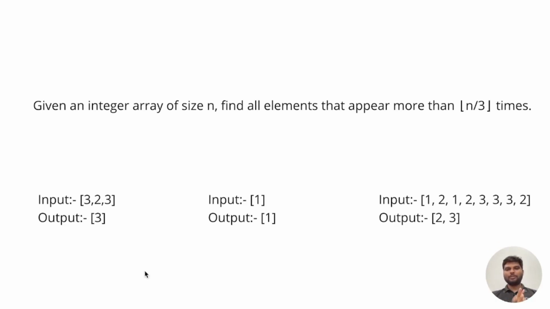So let's look at the problem statement, which is also shown on the screen. Given an integer array of size n, we need to find all the elements which appear more than n by 3 times. Just below that we have been shown some inputs and outputs.